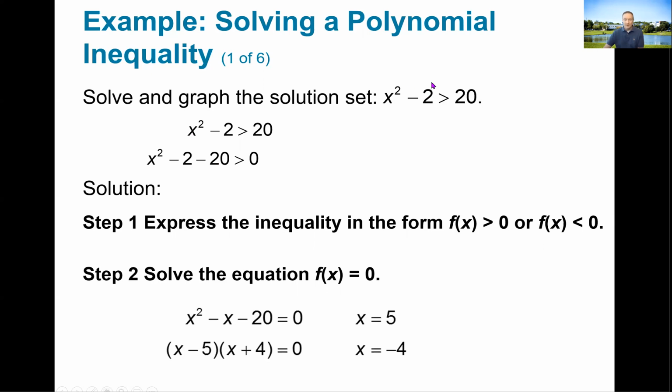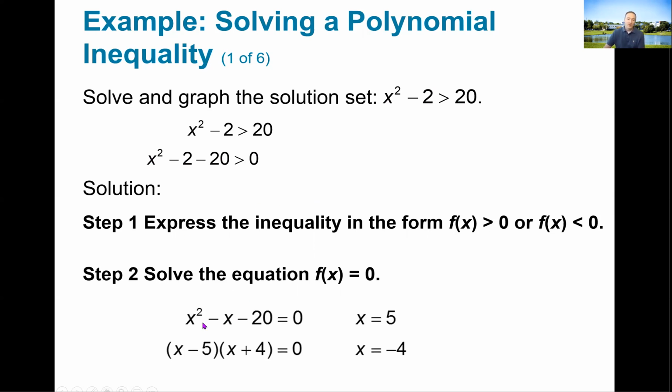This was a typo up here, guys. I apologize. That was supposed to be x squared minus x is greater than 20. And this should be x squared minus x minus 20 is greater than 0. So imagine that 2 there is an x. And then you'll see that's why I put this down here.